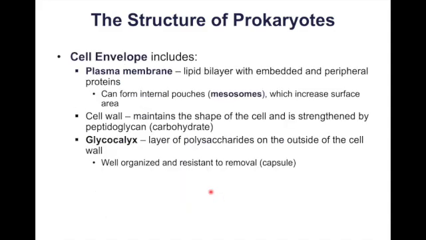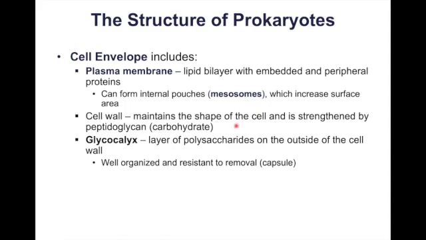So they all have a cell envelope. This is familiar to us. This is just the plasma membrane, the lipid bilayer that we've been looking at. They have some proteins embedded in there. They can form what we call internal pouches or mesosomes. It's basically like an invagination or a pocket, so that can increase the surface area.